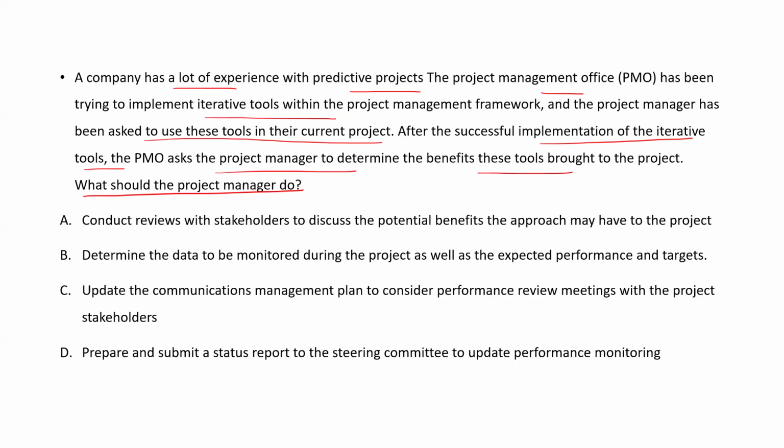Look, they are saying after the implementation. And the word "determine" is used before the implementation, right? Not after the implementation. And a status report is about the status of scope, schedule, cost, and quality on the project objectives. "Determine" is used at the time of planning level.